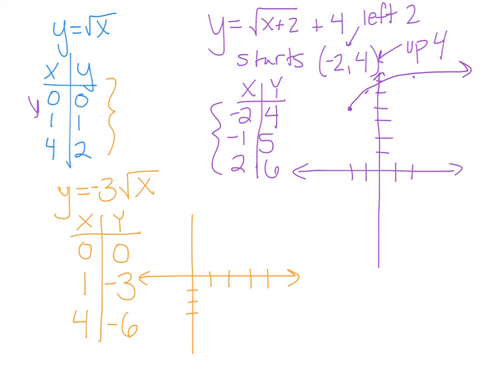So 0 is at 0. 1 is at negative 3. And 4 is way down here at negative 6. So it's definitely a wider curve than what we had. Taking a look at that and seeing the shift that happens, it opened down. We've still only got that one arrow on there.